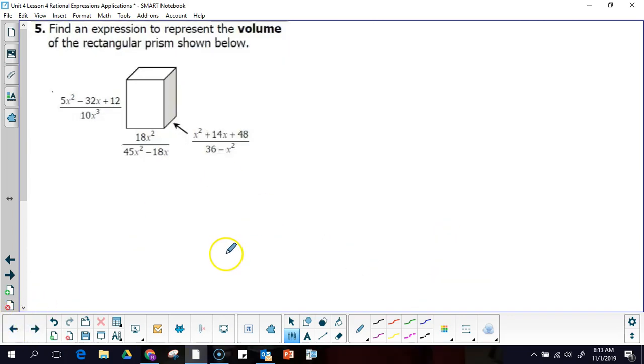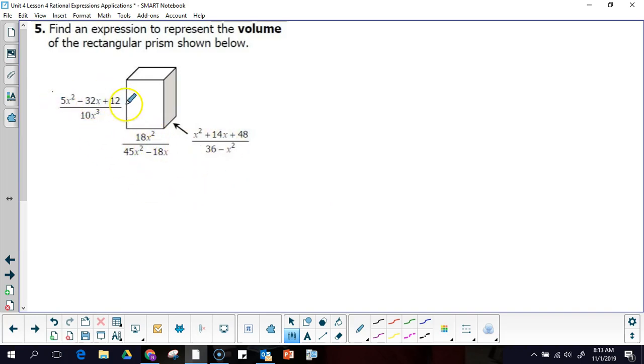All right, so number 5 is volume of a rectangular prism. A rectangular prism is like a box. So the volume is basically like how much it can hold. You should remember all this from middle school. So let's see, this one is going to be this number times this number times this number.